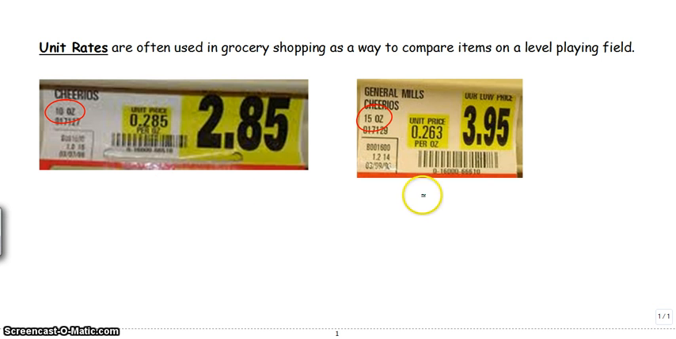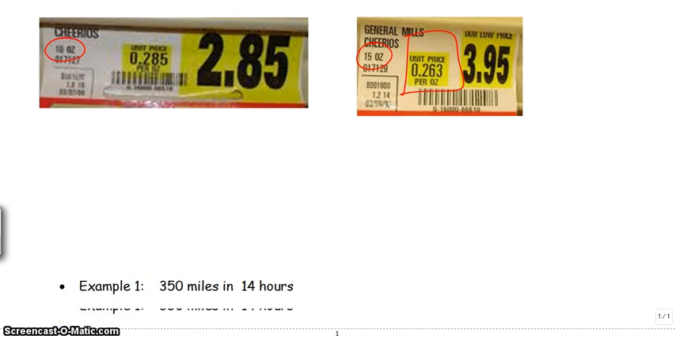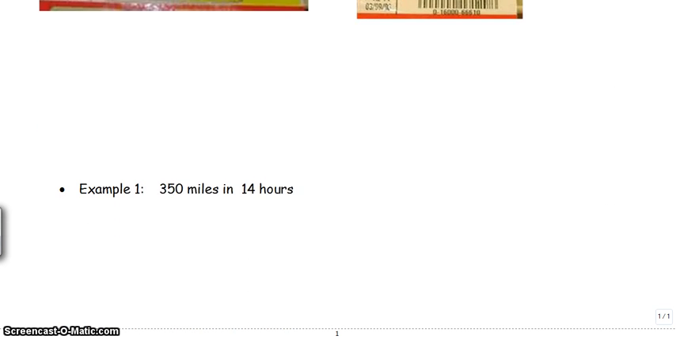This means that the more expensive box that has more cereal in it is actually the better buy, our 26.3 cents per ounce. So this is a good way to compare items when we're out grocery shopping. Now, that's what a unit rate is. Let's go ahead and take a look at two different examples.